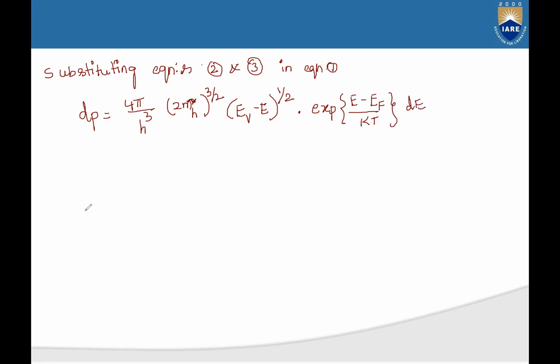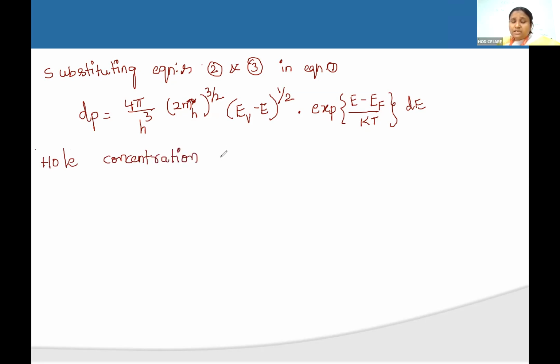Now what should we do next? See your books. We are going to follow the same procedure as we have done for electron concentration. So the next step is finding the hole concentration in the entire valence band. Of course we have got the formula for hole concentration in a small energy interval dE, but now we need to find hole concentration in the entire valence band.